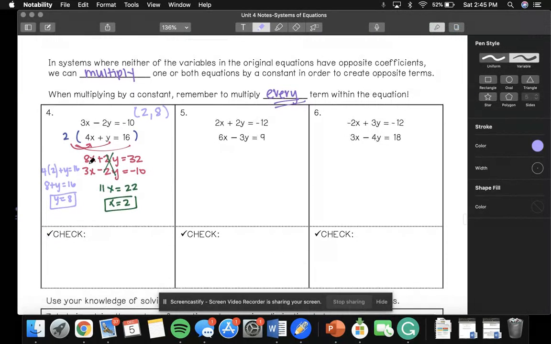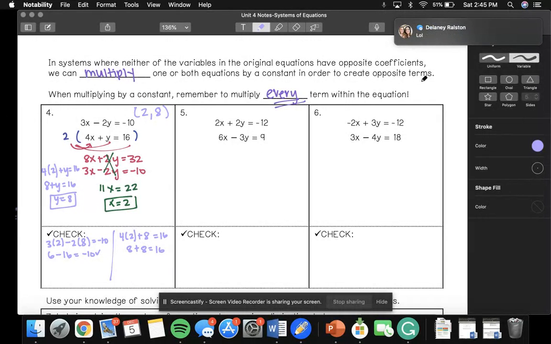So to self-check myself, 3 2's minus 2 8's should equal negative 10. That would be 6 minus 16, and 6 minus 16 does equal negative 10. 4 x's, 4 2's plus a y should equal 16. That would be 8 plus 8, and 8 plus 8 does equal 16.